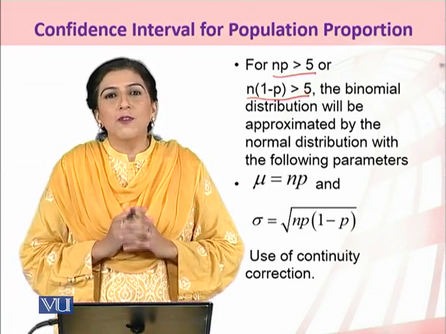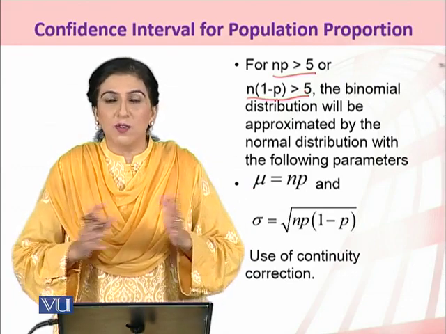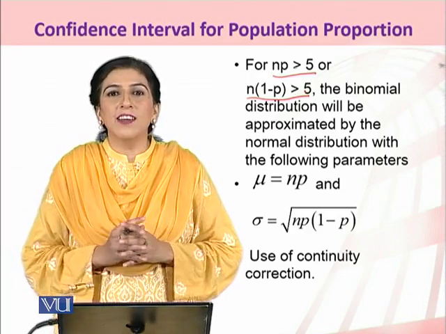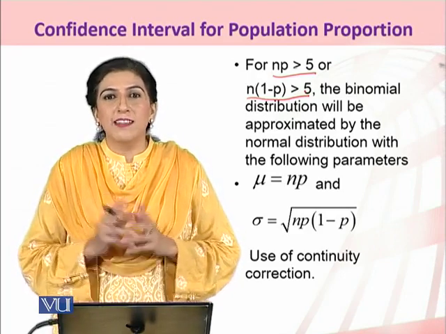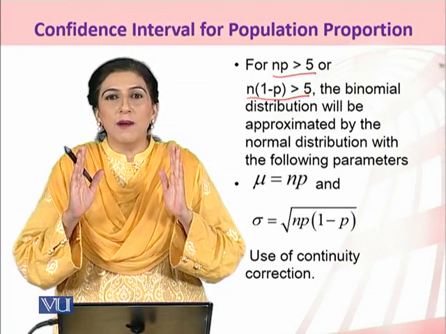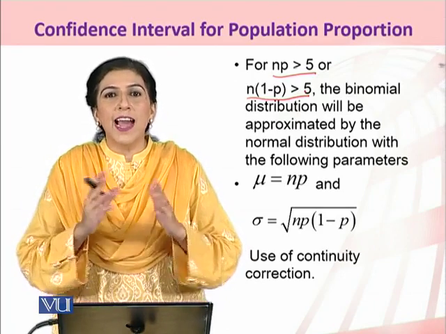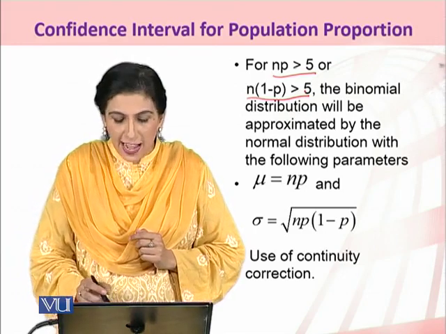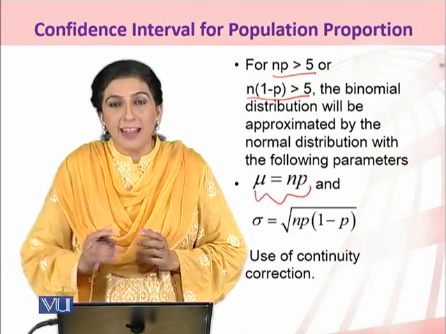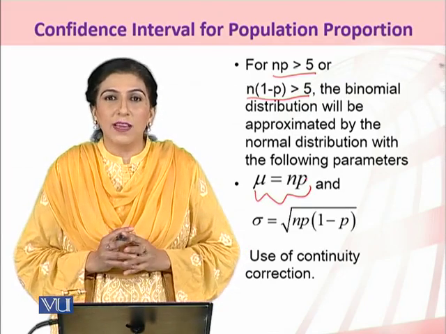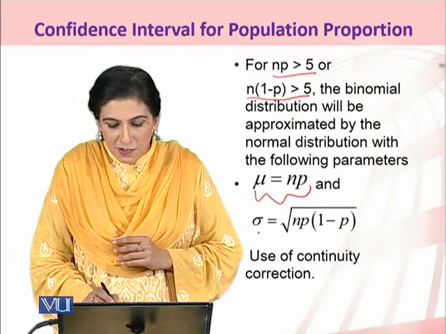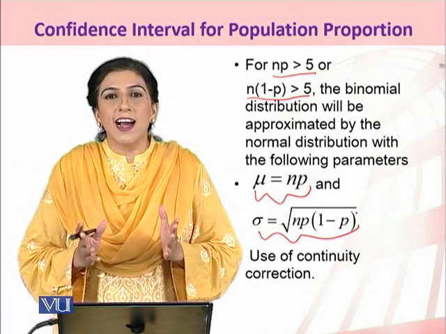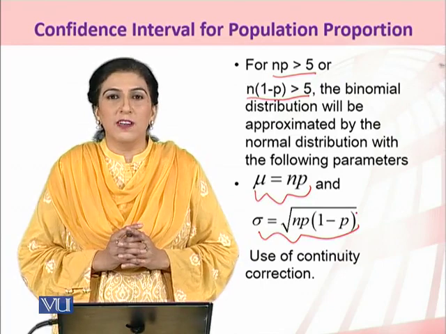So students, for the normal distribution, there are two parameters of interest. One is the mean, which is denoted as mu, and the other is the variance, which is denoted by sigma square. So for the binomial distribution, we have to find out mu and sigma. And how can we do that? Mu is obtained as np, which is also the mean of the distribution, and sigma will be obtained as the positive square root of npq, that is the standard deviation of the binomial distribution.